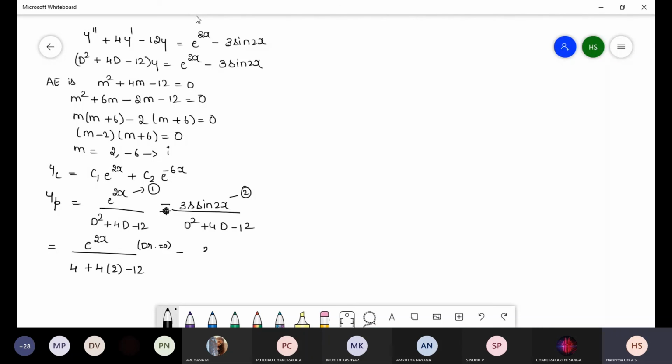Minus 3 into sine 2x. Here our a value is 2. d square is replaced by minus a square. So here we get minus 4 plus 4d minus 12. Here, when denominator is 0, we have to multiply x and write the e power 2x as it is. Differentiation of the f of d, that is 2d plus 4. Again, minus 3 sine 2x, 4d minus 16.